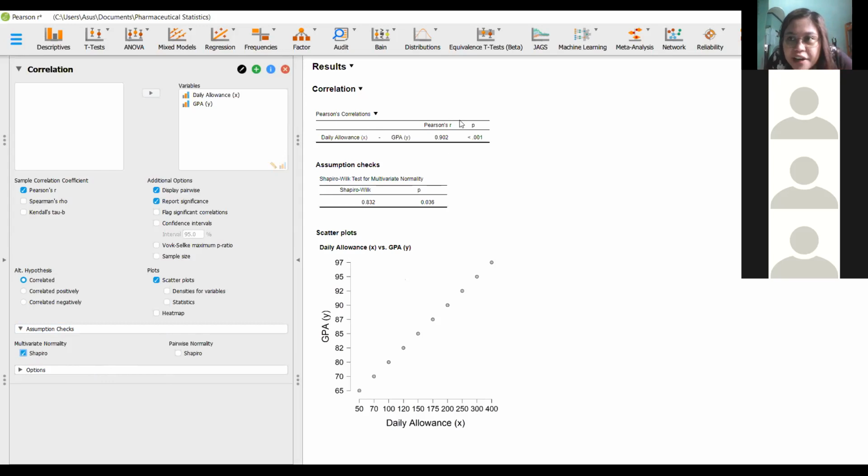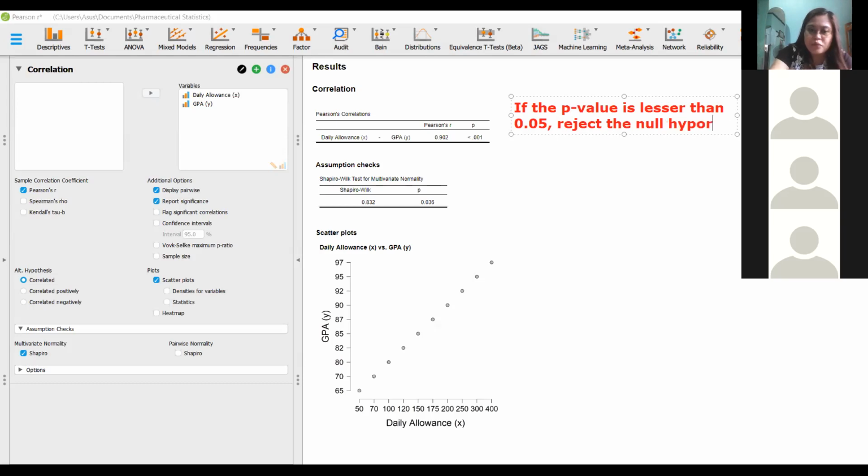Sa Pearson's R, na-interpret na nato siya kagaina unsay meaning anang 0.90. Pero sa Jasp software, pwede na gamiton ang p-value. Tapos ang p-value, class, parehas lang siya dito sa atuang t-test. Pero, ani, if the p-value is lesser than 0.05, reject the null hypothesis. Naghimo ta og null kagaina, no? So, pwede ta maghimo og null, class.